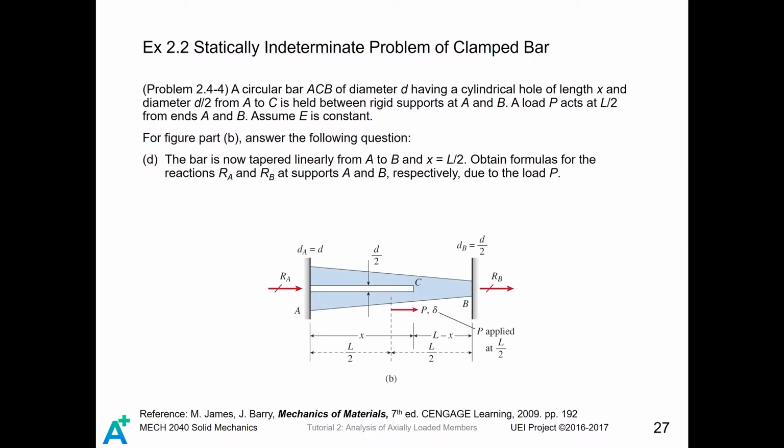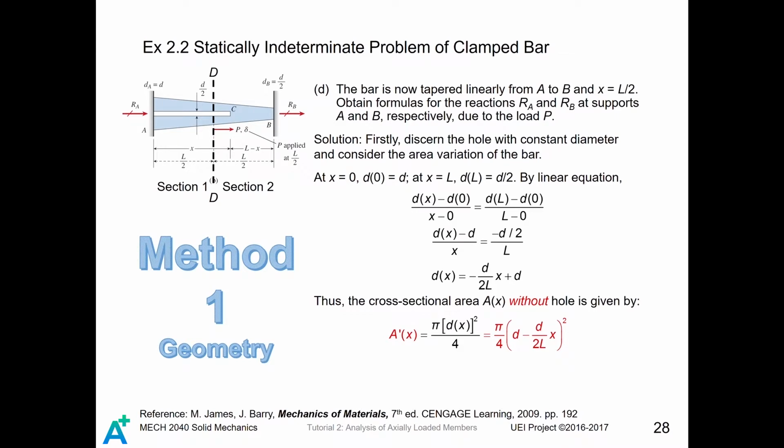Now we change this problem a little bit. The bar is no longer uniform and it will become a tapered bar. The diameter at the left-hand side is d, while the diameter on the right-hand side is 1/2 of d. Besides, we set x equals L over 2, which means this part will become solid. The problem requires us to obtain the RA and RB on the two ends due to the load P applied in the middle. Firstly, since the cross-sectional area of this bar is now changing along the length, we need to obtain the equation for that.